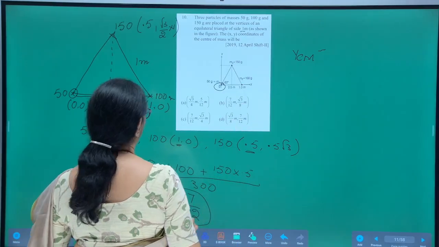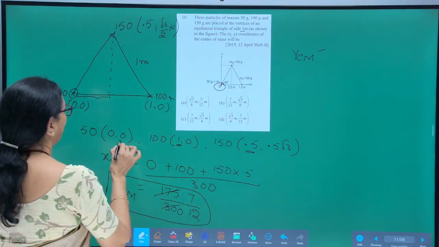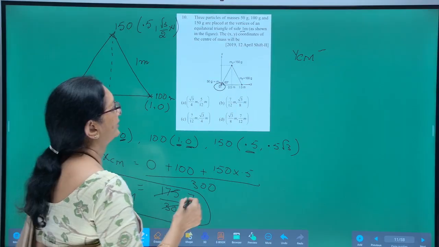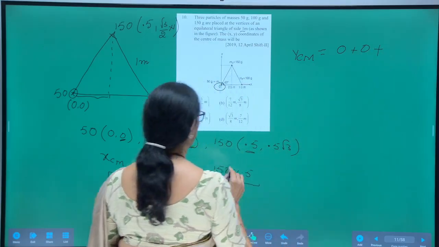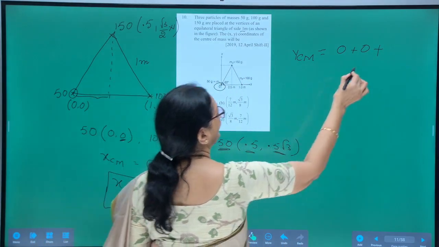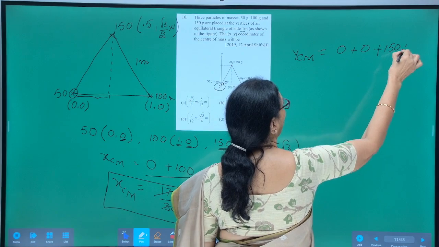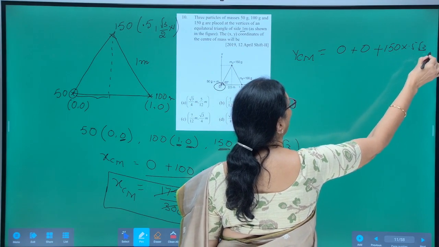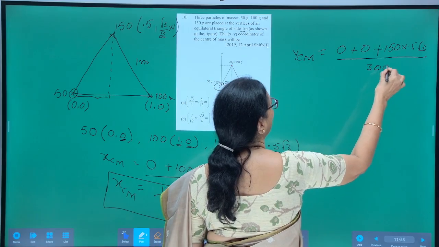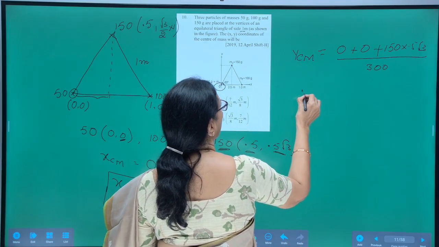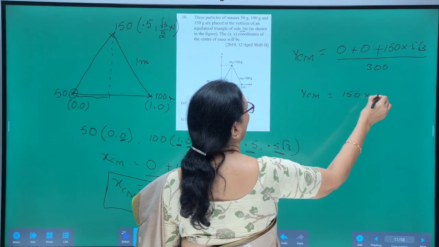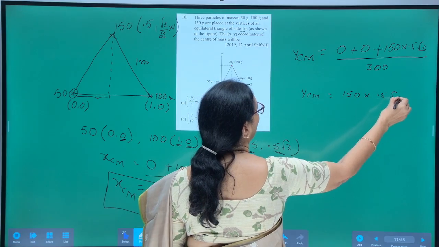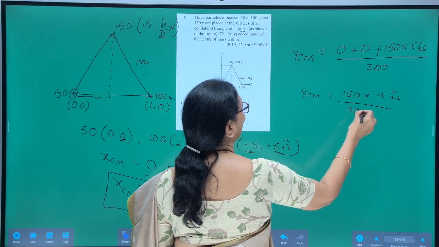See here, m1 y1 is 0, m2 y2 is 0. So, 0 plus m3 y3, which is 150 into 0.5 root 3, divided by m1 plus m2 plus m3, which is 300. So, y_CM is equal to 150 into 0.5 root 3 divided by 300.